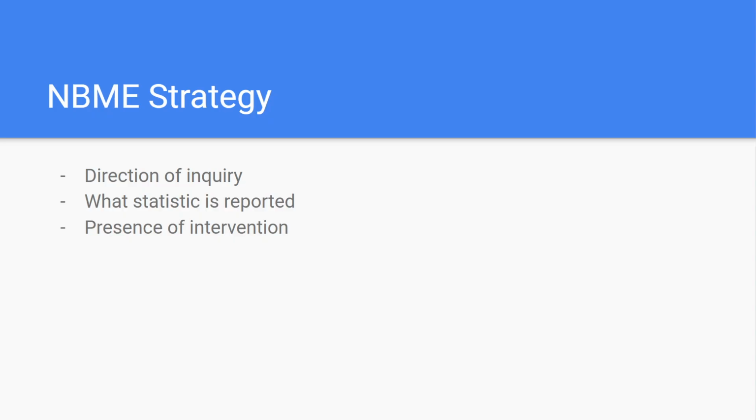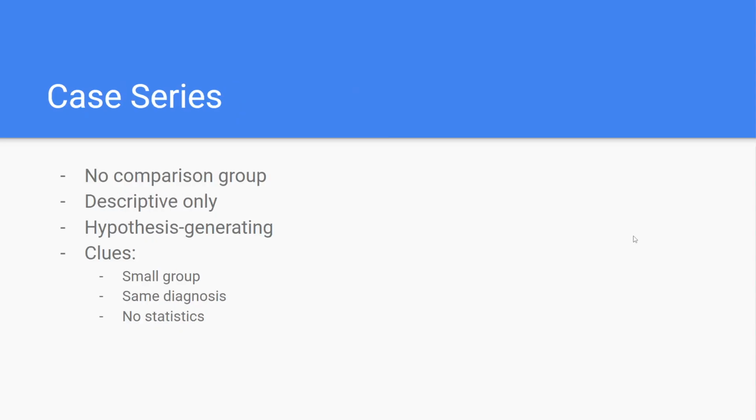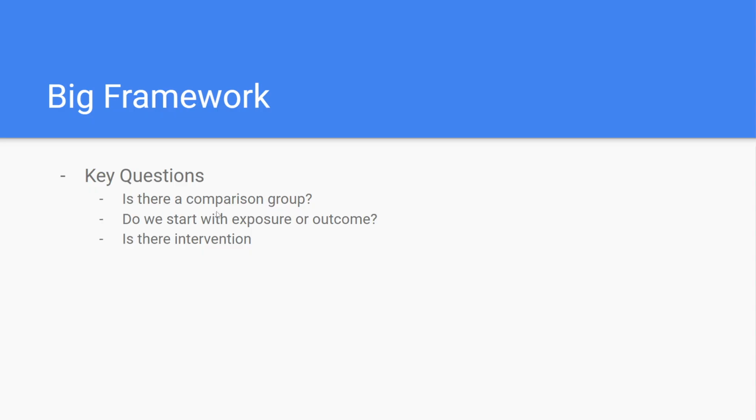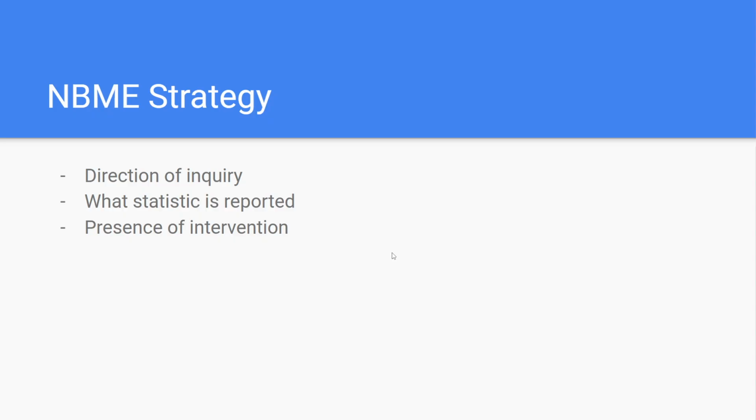Yeah, just remember the three questions that we discussed earlier in the PowerPoint. Is there a comparison group? Do we start with exposure or outcome? And is there an intervention? So I feel like that's pretty much the strategy.